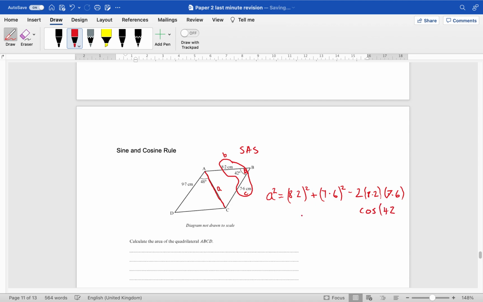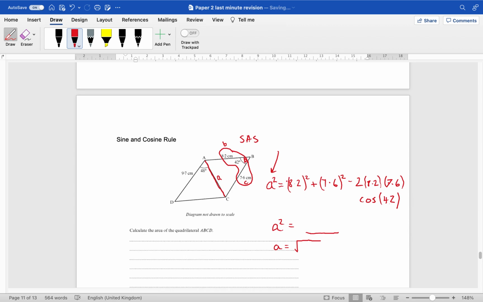I'm not going to actually answer this here because I don't want to spend too much time, but stick that in your calculator in one fell swoop and get your answer, but that's what a squared is. In order to find out what a is, we'd have to take the square root of whatever that came out to be after I substituted in those. So that's the cosine rule to find a side.